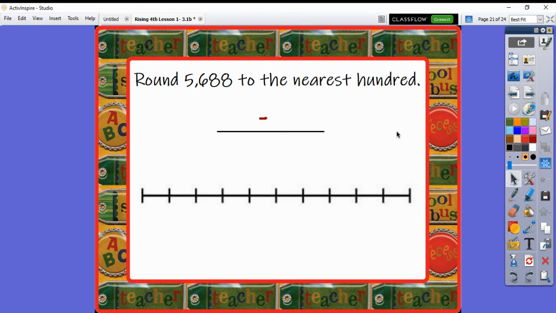All right, let's see if you can round this one on your own. Round 5,688 to the nearest hundred. Press pause to draw yourself a number line. Press play to check your work.